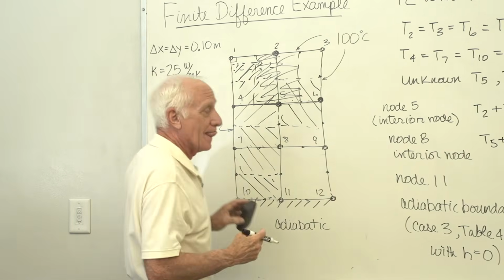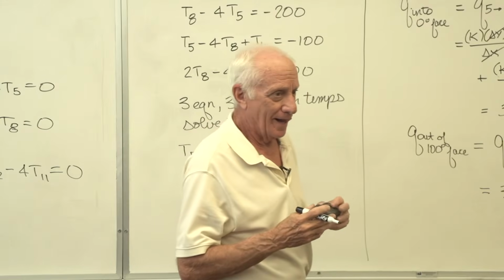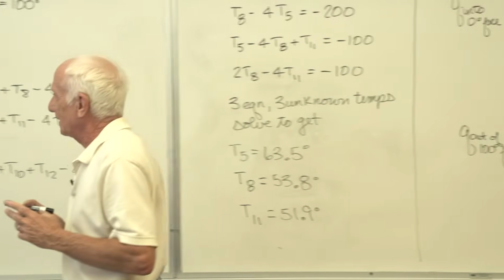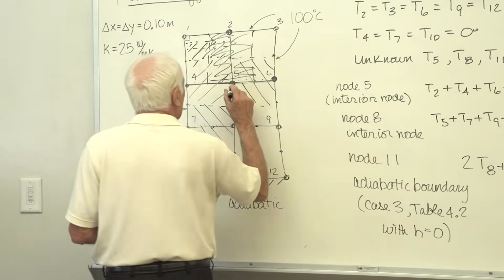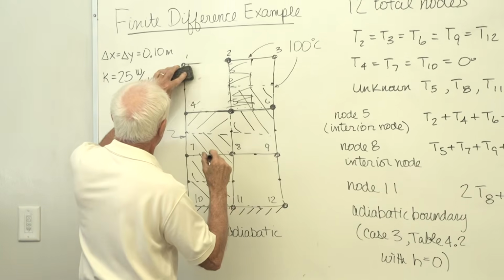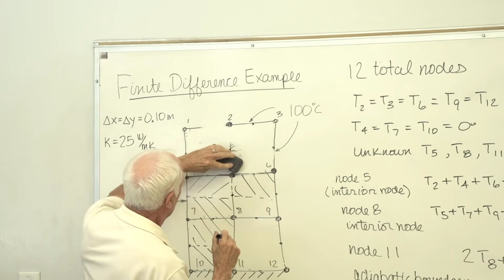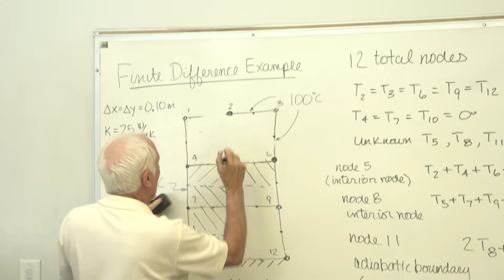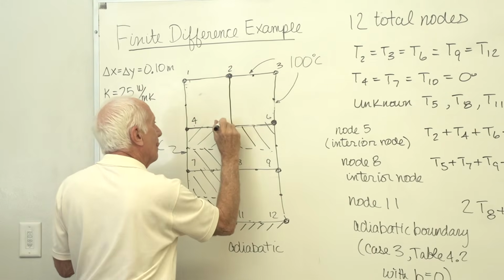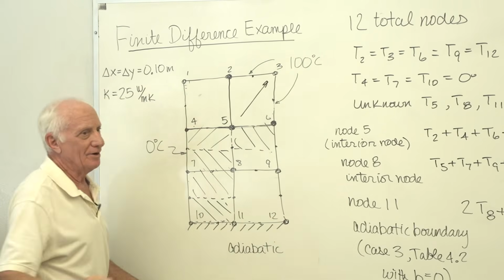Yes, sir. So for finding the Q out of a face, you just use the adjacent nodes to that face? Right? Here's what you have to do. You say, well, it looks to me like, how about heat going that way? I say, no, illegal.